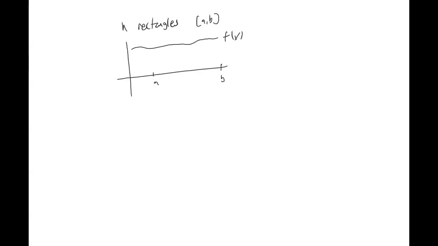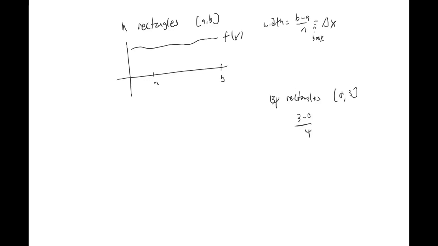Again, let me just remember, for 4 rectangles and 0 to 3, what did you do? You did 3 minus 0 divided by 4. Agree? Yeah, so here it's b minus a divided by n, right? Think of your a as that 0 and b as that 3. They serve the same role. So my width is b minus a divided by n. The book just calls this delta x.